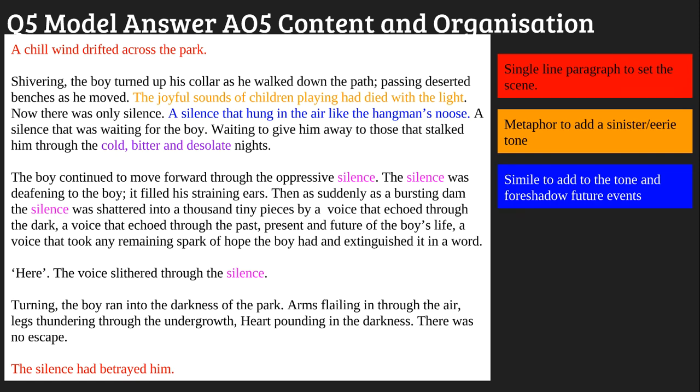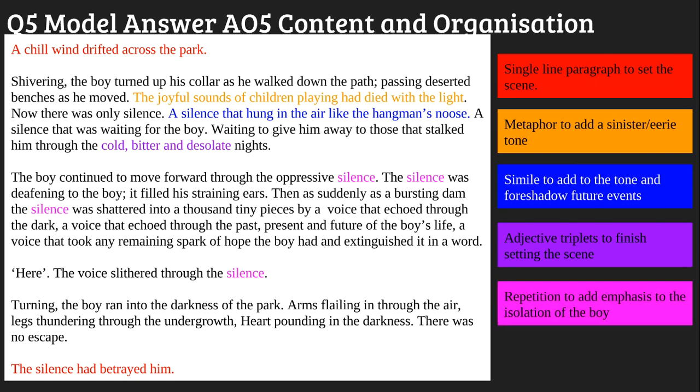So that hung in the air like the hangman's noose, that image links to death and aspects like that. The triplets then, so we've got adjective triplets, cold, bitter, and desolate, just to finish the setting of the scene in our opening paragraphs. We then get silence, silence, silence repeated four times. And the reason why that's done is that repetition there adds emphasis to the isolation that the boy feels. He's not got anyone with him. He's alone in the silence.